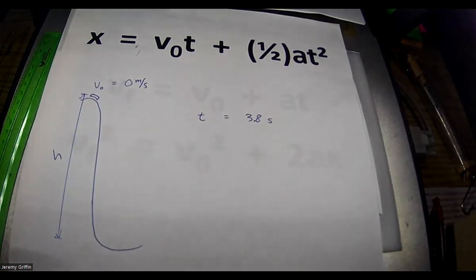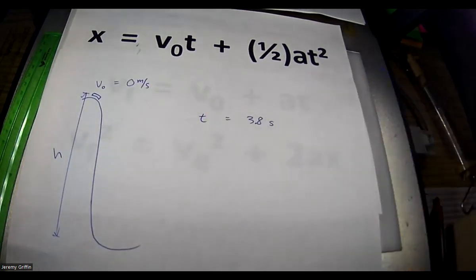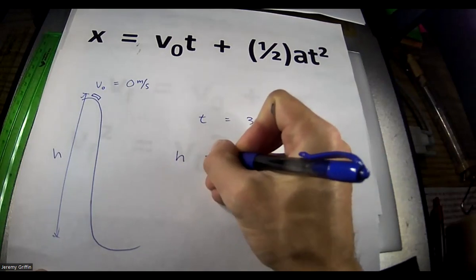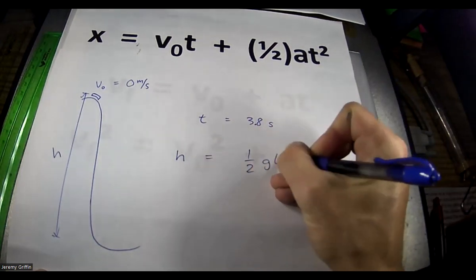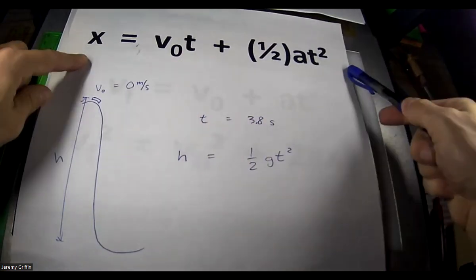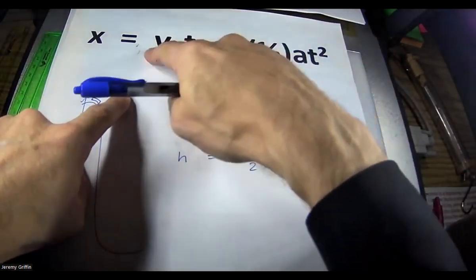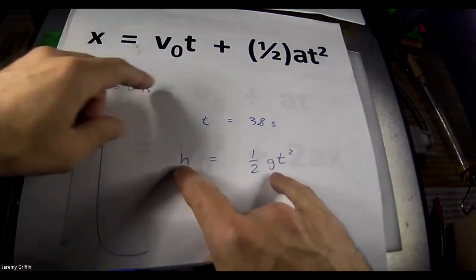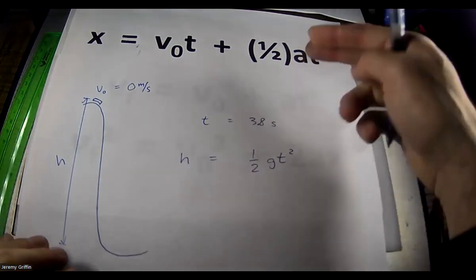Who can tell me how far that thing would fall in 3.8 seconds? What formula are you guys using? What'd you get? 72 meters. That's it. So the height drop is 1/2 g t squared. I guess it's a modified version of this one, right? If v naught is 0, this piece goes away. We're talking about the height for displacement. Acceleration is gravity.